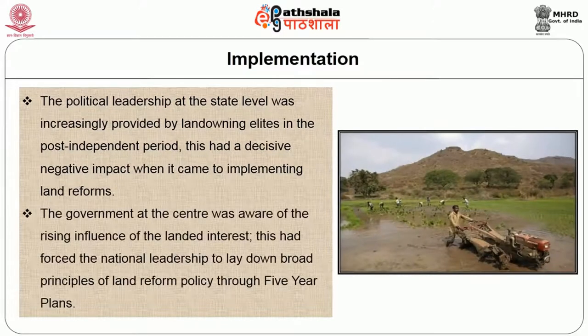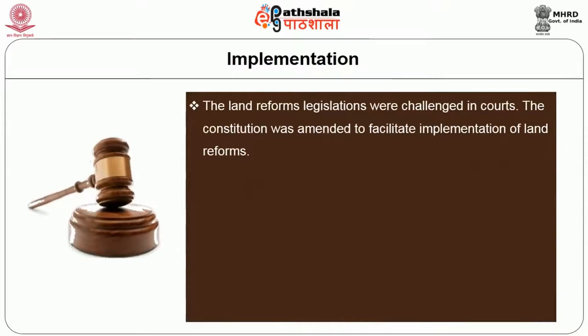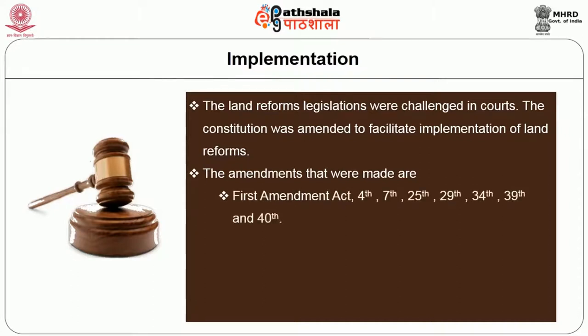The government at the center was aware of the rising influence of the landed interest, and this had forced the national leadership to lay down broad principles of land reform policy through five-year plans. Another issue that the governments had to deal with was with regard to legal questions. The land reform legislations were challenged in courts. The constitution was amended to facilitate implementation of land reforms. The amendments that were made are the 1st Amendment Act, 4th, 7th, 25th, 29th, 34th, 39th and 42nd amendments.